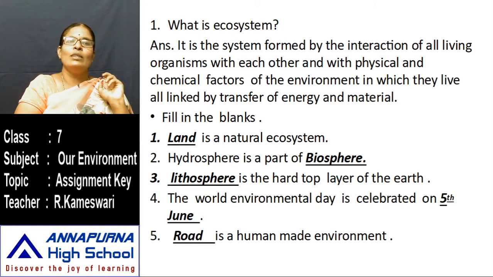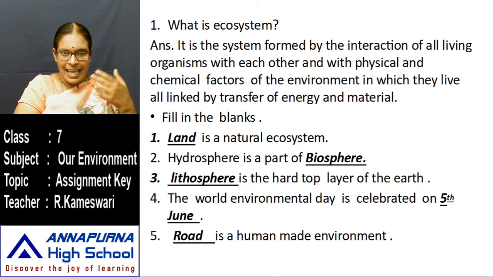Next, what is an ecosystem? An ecosystem is an interaction between all living organisms. I explained that point clearly to you. It is the system formed by the interaction of all living organisms with each other and with physical and chemical factors of the environment in which they live, all linked by transfer of energy and material. That is called the ecosystem. With this, I completed the questions and answers.